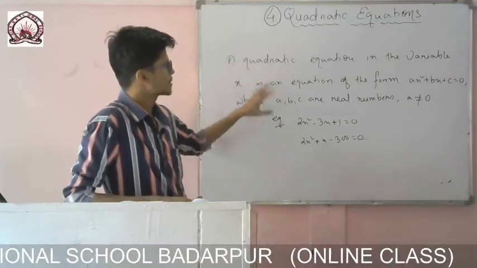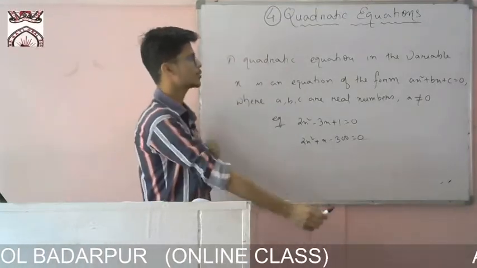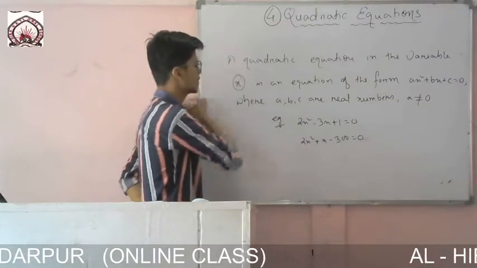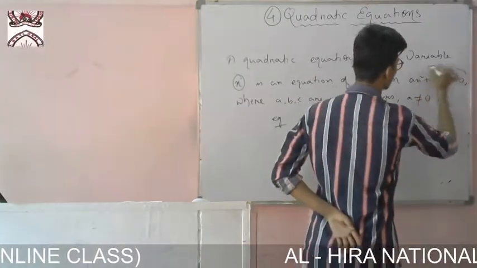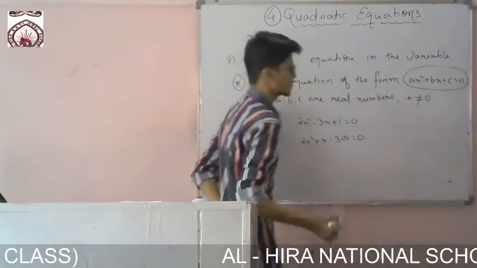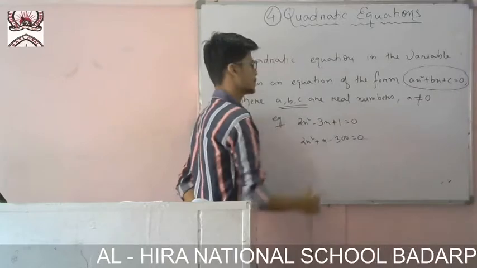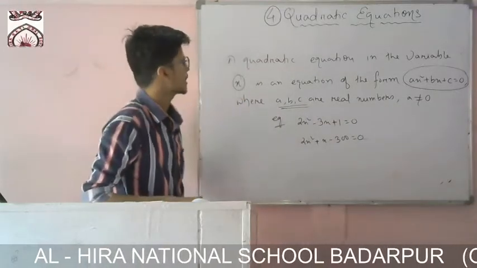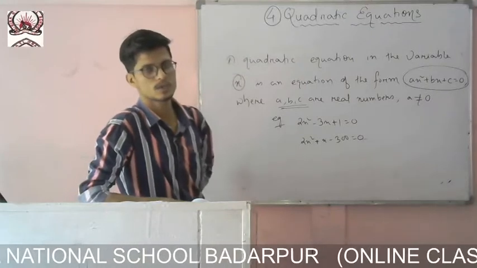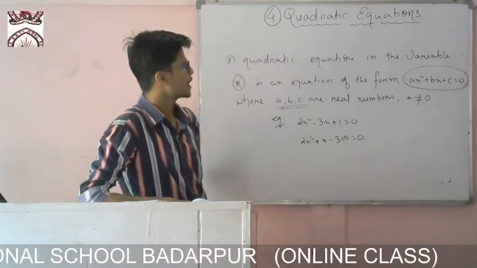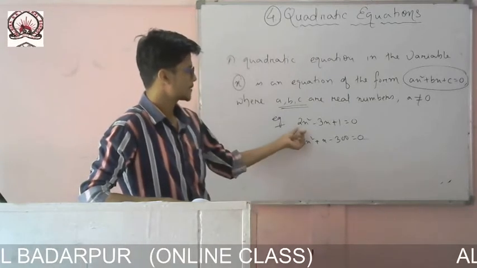Here I have written, you see, a quadratic equation in the variable x is an equation of the form ax square plus bx plus c equals to 0, where a, b, c are real numbers. So an equation of the form ax square plus bx plus c equals to 0 is called a quadratic equation. Okay. So here I have given two examples also.